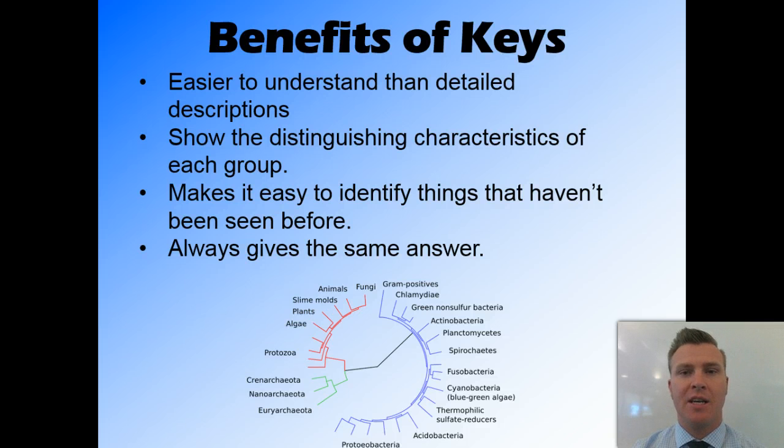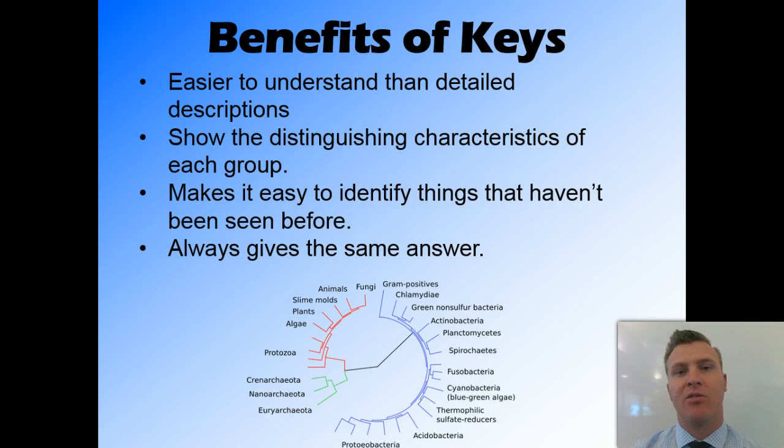The benefits of using keys are that they're easier to understand than having detailed descriptions. So you can just follow along each step of a key rather than having a long list of common features of a particular object or animal. They show the different characteristics of each group and also show common characteristics with other groups.